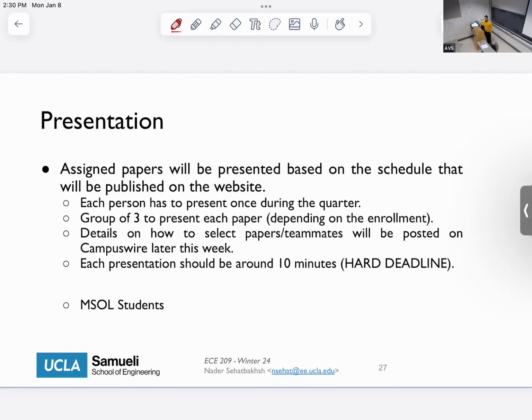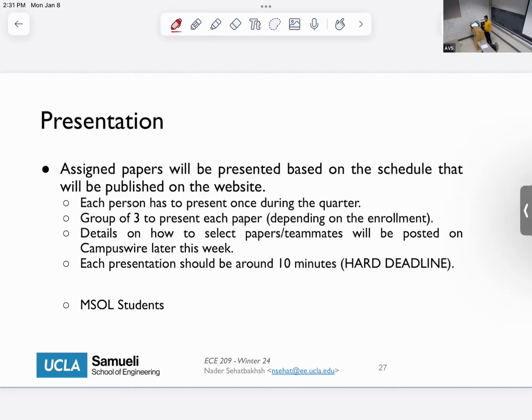But since there are many of you and fewer papers, and we don't have time for each person to individually present a paper, we're going to do it in groups. Usually we do groups of 3, sometimes 4 if you really need to. But for now, 3 seems to be the number based on the number of people that we have in the class.